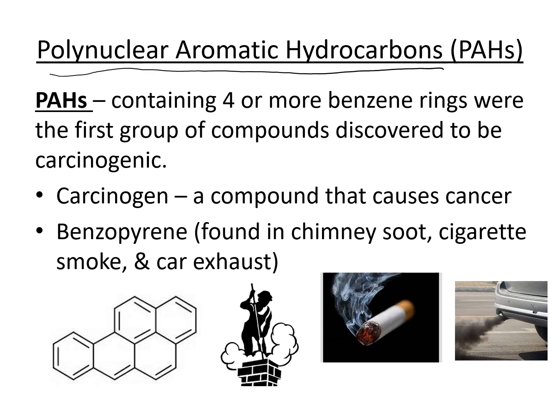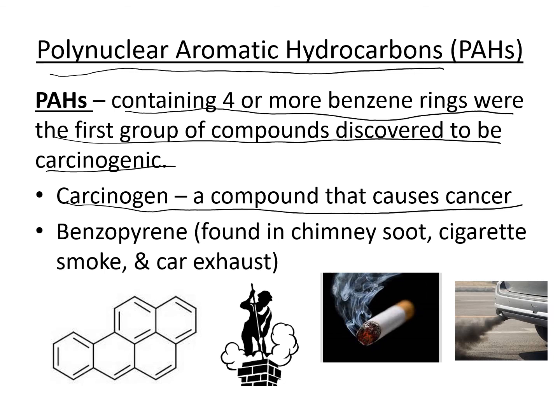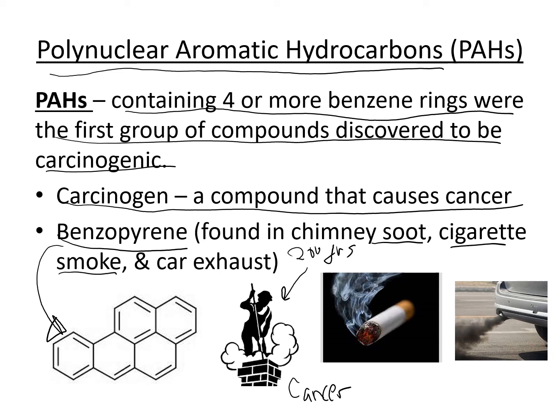Polynuclear aromatic hydrocarbons containing 4 or more benzene rings were the first group of compounds discovered to be carcinogenic. A carcinogen is a compound that causes cancer. About 200 years ago, they discovered in chimney sweeps that they were developing scrotum cancer. And this was due to their exposure to a compound called benzopyrene, the structure is down below, that's found in the soot or the ashes in the chimney. Benzopyrene is also found in cigarette smoke, which we know causes lung cancer, and in car exhaust, I would say in older cars that are emitting exhaust that looks like that.